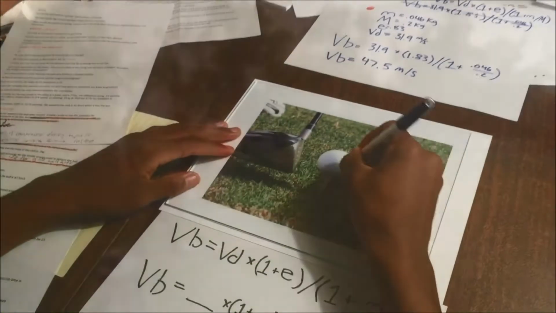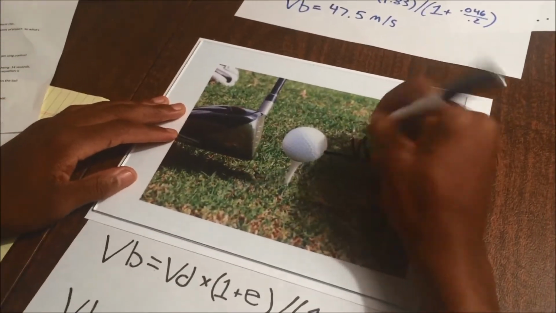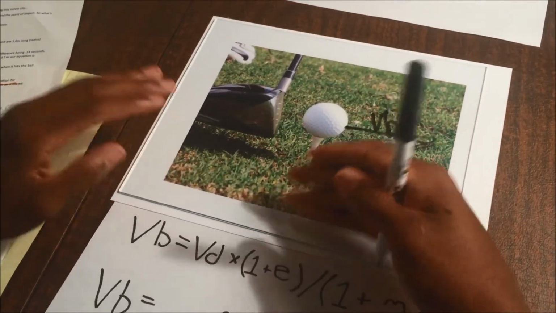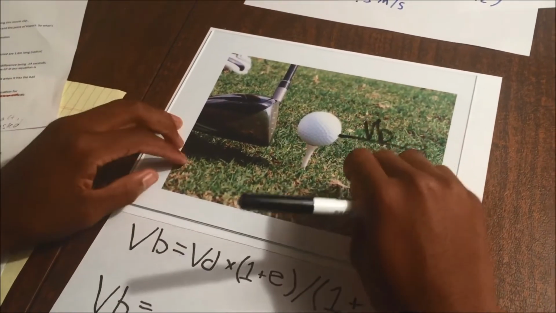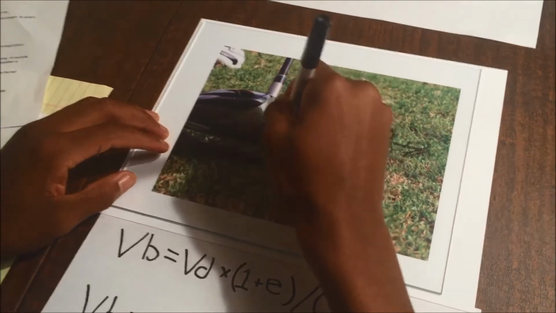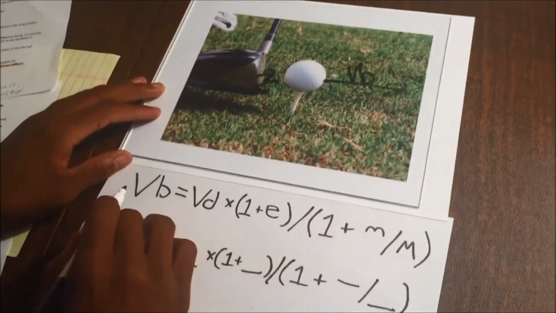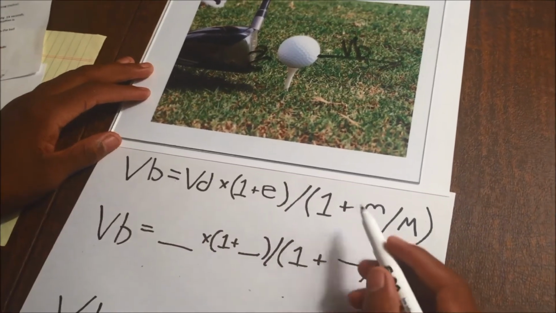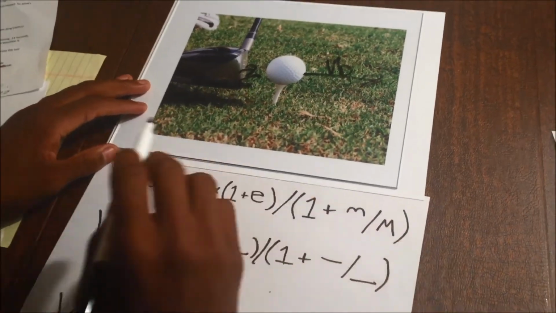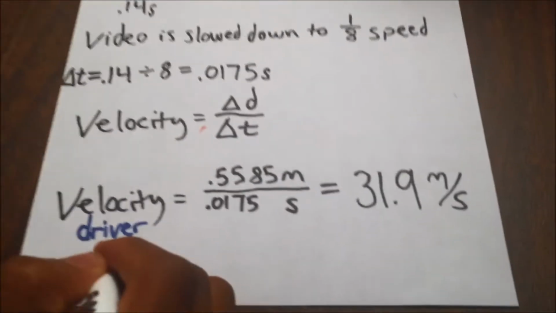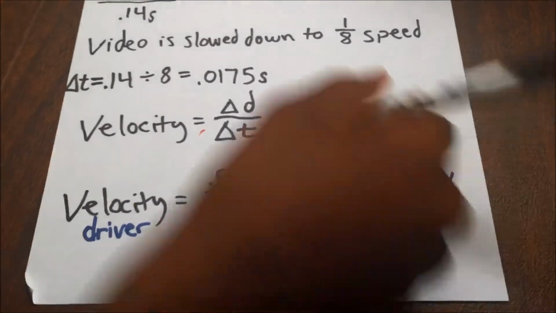Next, I will be calculating the speed of the ball after impact. Initially, I tried to use conservation of momentum, but this did not work because the ball is compressed during impact. I will use the inelastic collision formula instead, which is shown here. If you remember, the velocity of the driver is 31.9 meters per second.